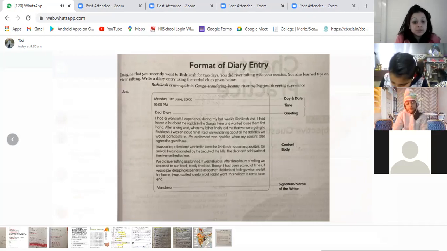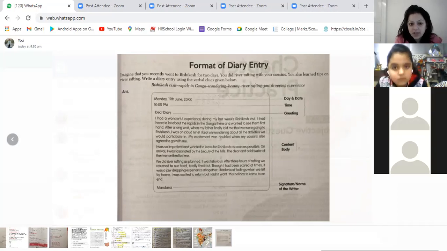Why do we write time? Just like that, we write time. It is a format, beta. Ma'am, in the heading, do we have to write format of diary entry? Yes, beta. In the heading, you will write format of diary entry. And all these things that are outside the box.